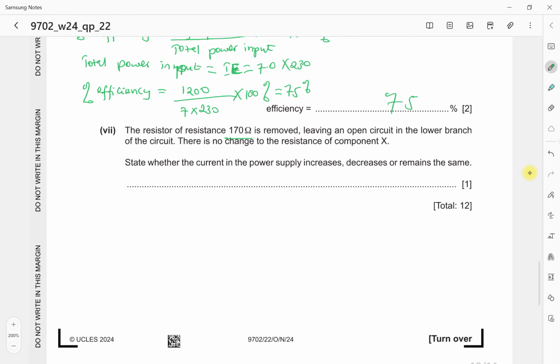State whether the current in the power supply increases, decreases, or remains the same. Of course, we have seen that total resistance increases. And we know that current equals the EMF divided by total resistance, that is total current in the battery. If total resistance has increased, the current must have decreased. So we just say current decreases.